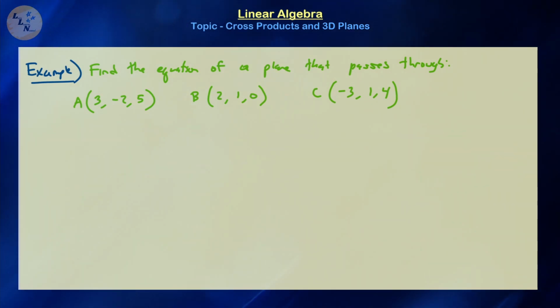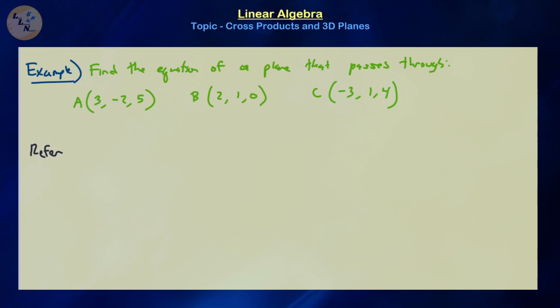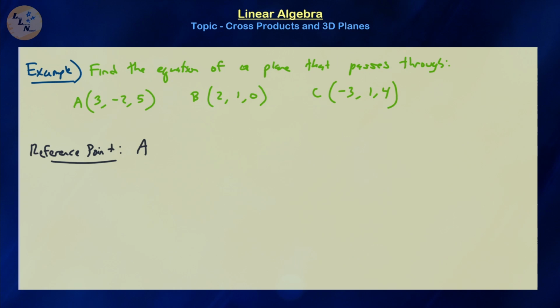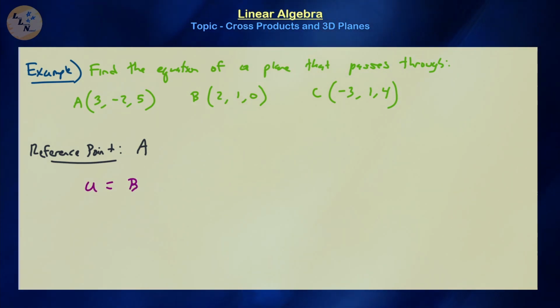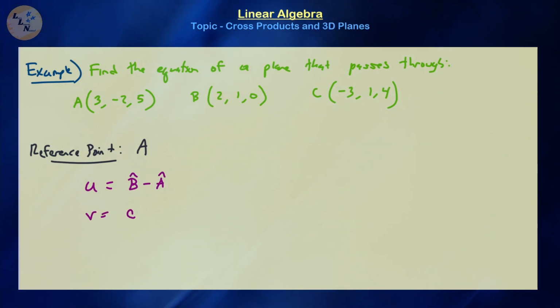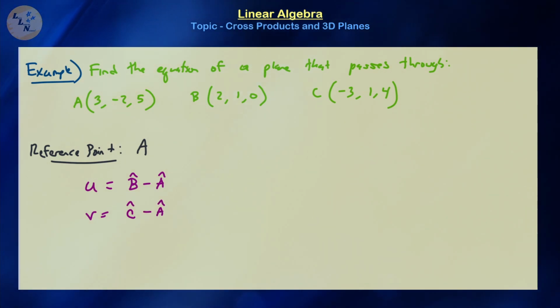So let's assume our goal is to find the equation of a 3D plane that passes through these points A, B, and C. So the very first thing we need to do is choose our reference point, and keep in mind it doesn't matter which reference point you choose, but I'm just going to choose A since I've just named it as the first letter in the alphabet or something like that. So once you choose your reference point A, then we're going to construct our vectors u and v. So u is going to be the vector b minus our reference vector a. v is going to be our vector c minus our vectorized version of a.